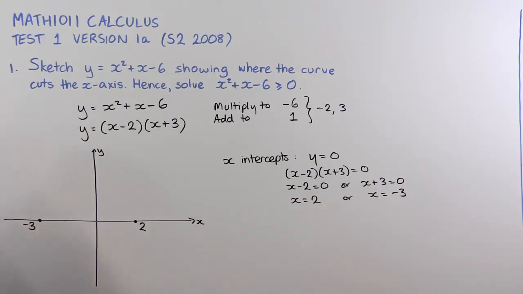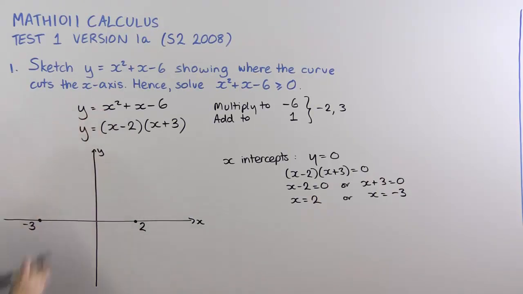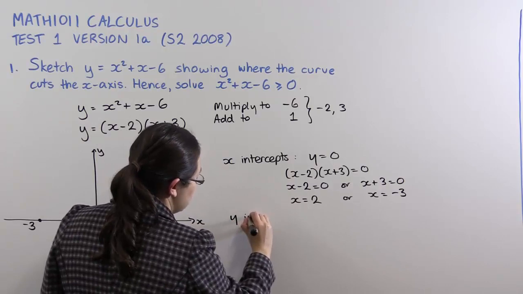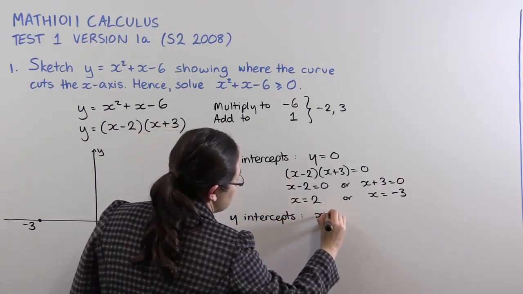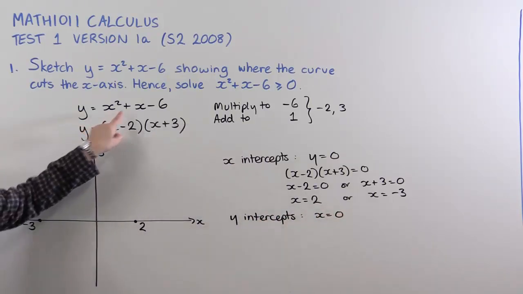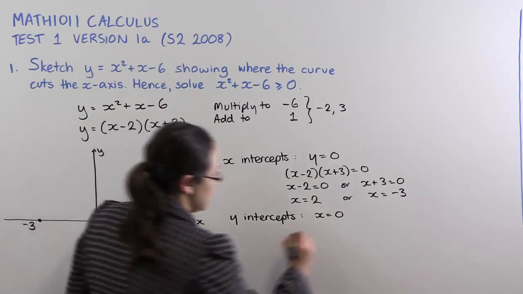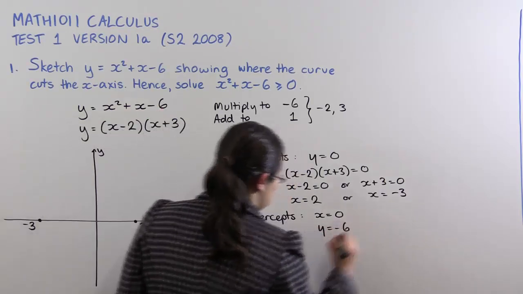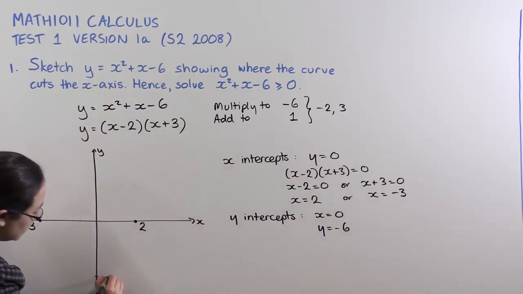Okay, now it's a parabola. And actually it's positive 1 x squared, and so we know it's concave up like this, but it would be nice to label a y-intercept. To find y-intercepts, you make x equal to 0. Now that's particularly easy because if we work out 0 squared plus 0 minus 6, then that's just going to give us minus 6. So our y-intercept is actually minus 6. So I'll put that here.